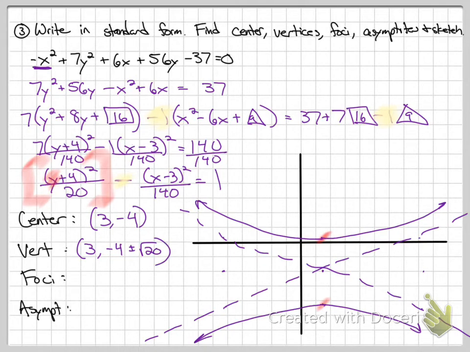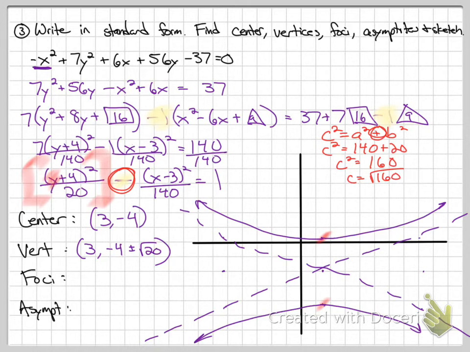Okay, foci, c squared equation. A hyperbola has a big minus in the middle, so your c squared equation is going to have a plus in the middle. It's opposite. So c squared is going to equal 140 plus 20. C squared equals 160. C is going to equal the square root of 160. The foci land approximately here and here, inside the cups of your hyperbola.